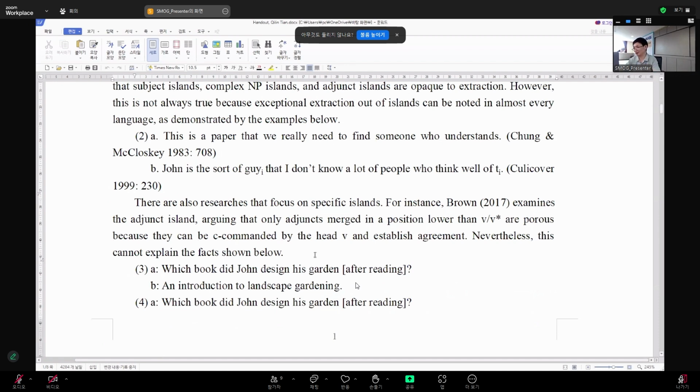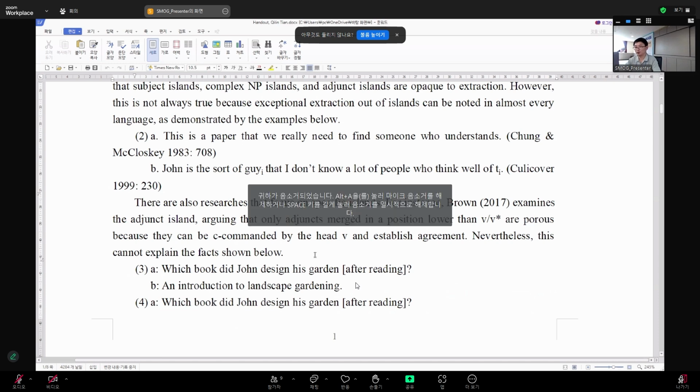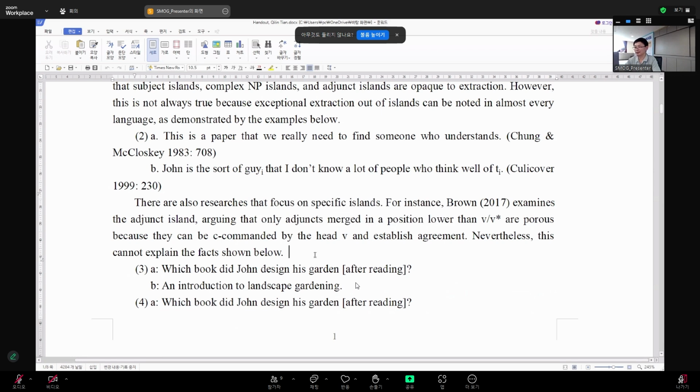Since there are exceptions, some scholars try to focus on one specific island, such as Bourne. He examined adjunct islands, arguing that only adjuncts in a position lower than V are porous, because this kind of island can be c-commanded by the head V and establish agreement. However, this cannot explain the fact below.